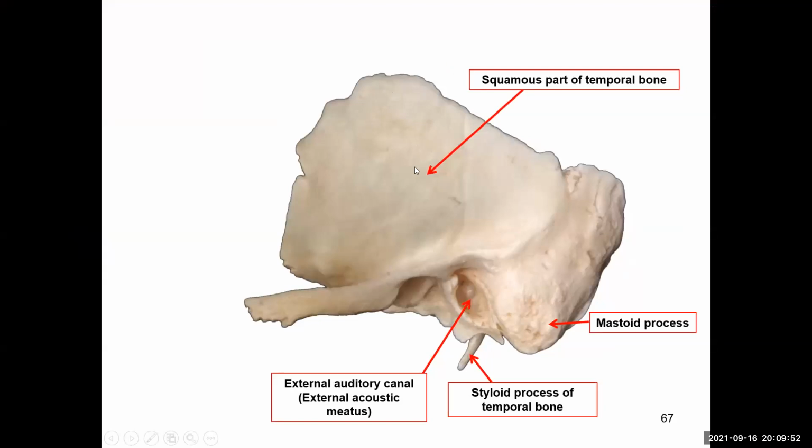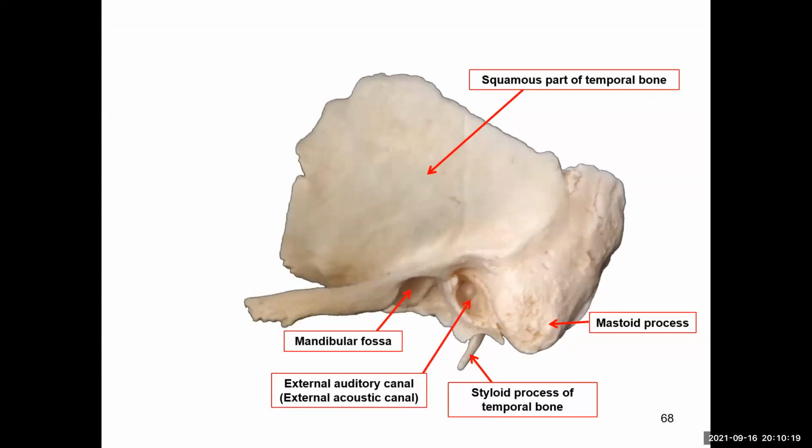So the flat part of the temporal bone, the squamous part of the temporal bone. This bump behind your ear, that's going to be the mastoid process. This nice thin projection from the bone, that's the styloid process. And then this opening here to your external ear canal is either the external auditory canal, you can call it that, or the external acoustic meatus.